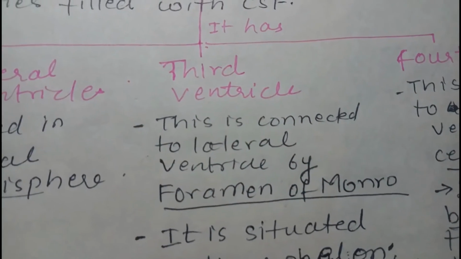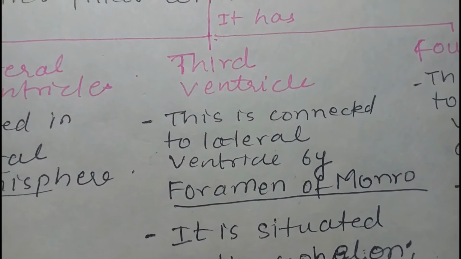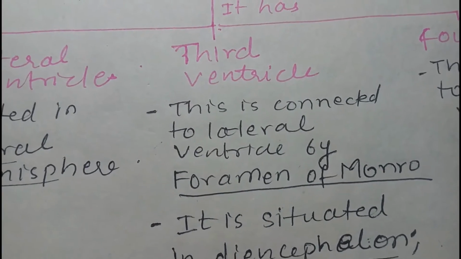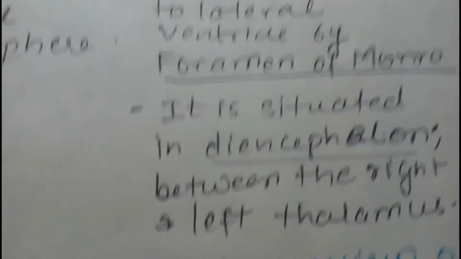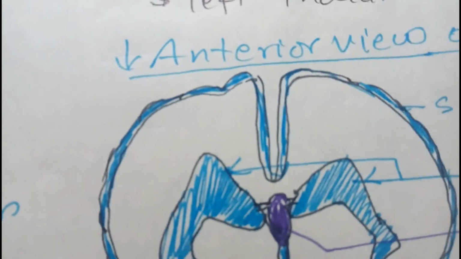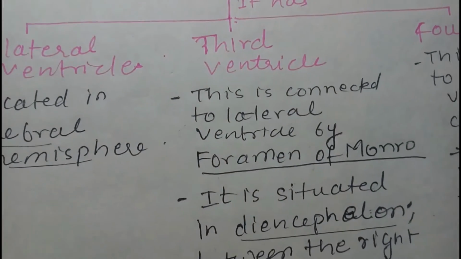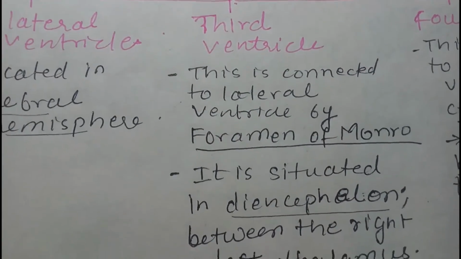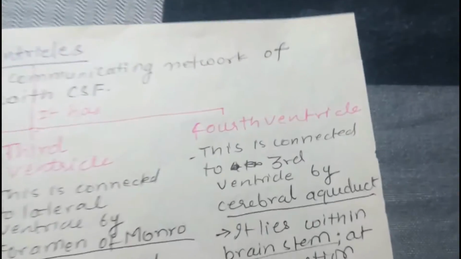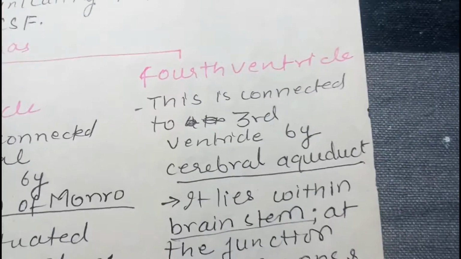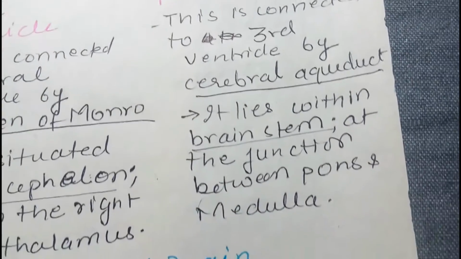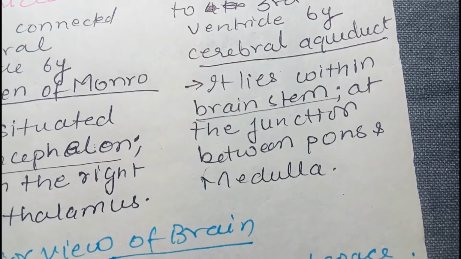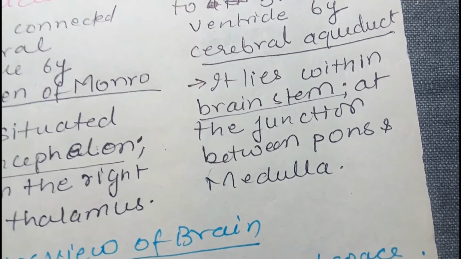The third ventricle is connected to the lateral ventricles by the foramen of Monro. Here you can see the foramen of Monro, and it is situated in the diencephalon between the right and left thalamus, whereas the fourth ventricle is connected to the third ventricle by the cerebral aqueduct or iter, and it lies within the brain stem at the junction between pons varolii and medulla.